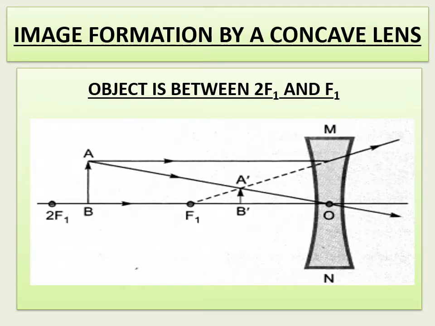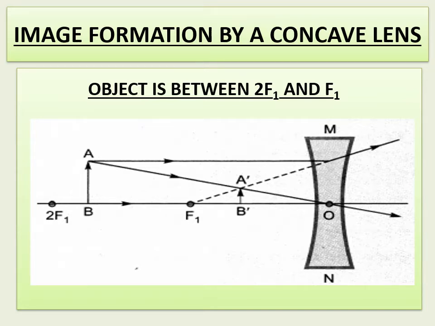So your second condition is object is placed between 2F1 and F1, or you can take one more in general. What is that? Anywhere between optical center and infinity. So here, the condition I have taken is object is between 2F1 and F1. Again, you have to take a rule. One rule is parallel to principal axis. So after getting refracted, the ray when you extend with a broken line appears to come from a focal point. So the focal point is represented with F1.